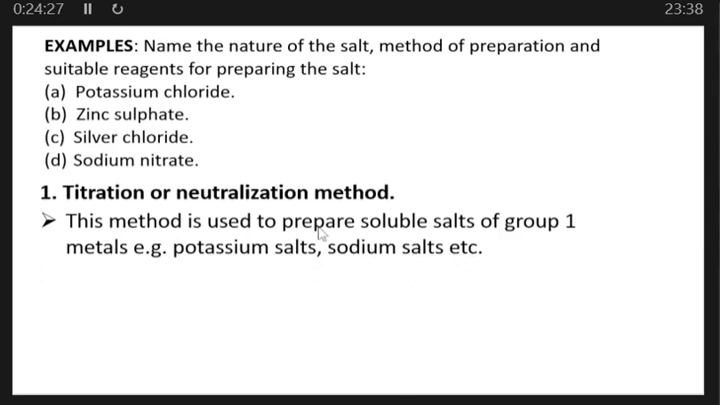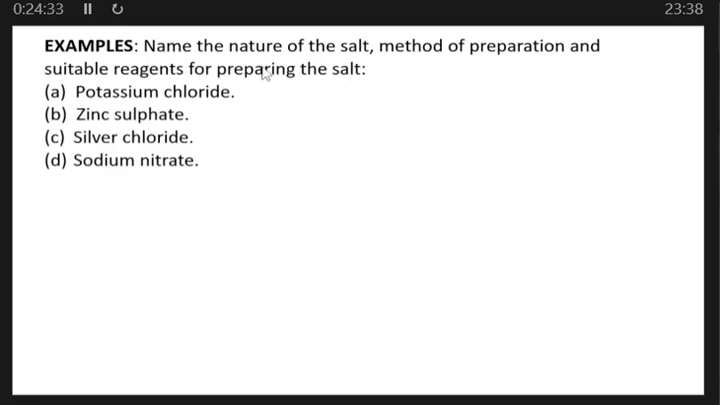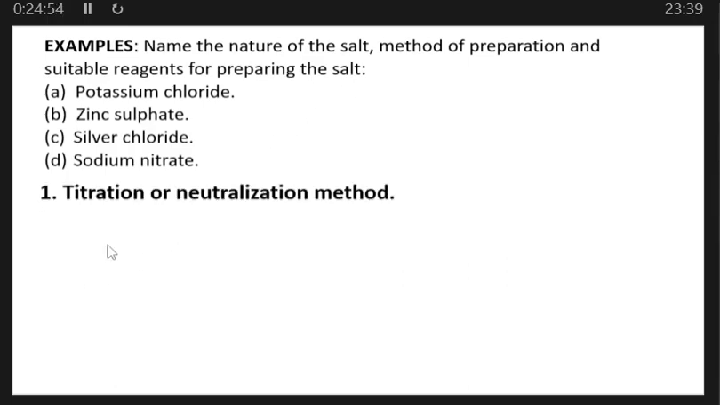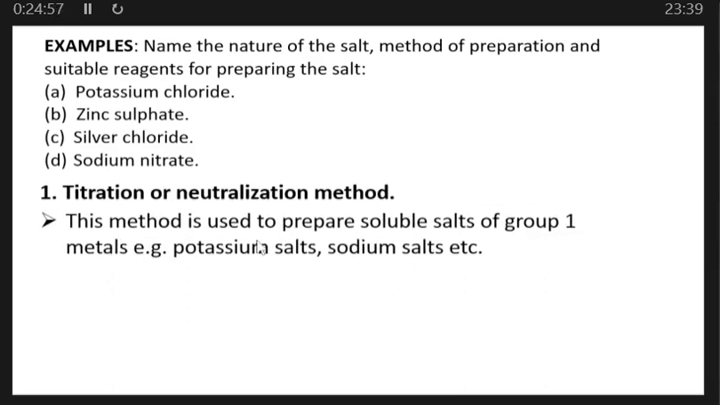So look at this. If they say mention number 1 here, if they say mention what? The nature of the salt. For the nature of the salt, we want to mention whether it is soluble or insoluble. So here we said all salts of potassium are soluble. So this salt, potassium chloride, will be soluble. Then the method: I said the titration method is used to prepare salts of what? Group 1 metals, e.g. potassium salts, sodium salts. So in this case, the method for preparing potassium chloride will be the titration or neutralization method.